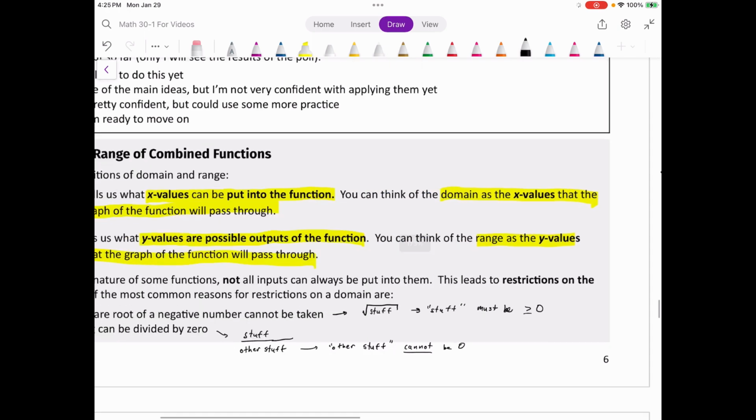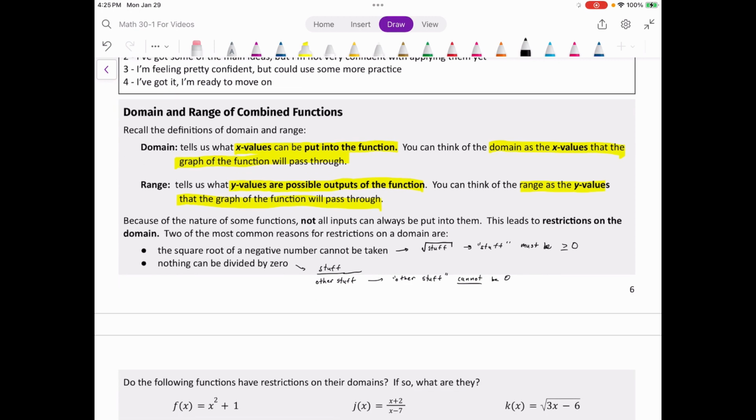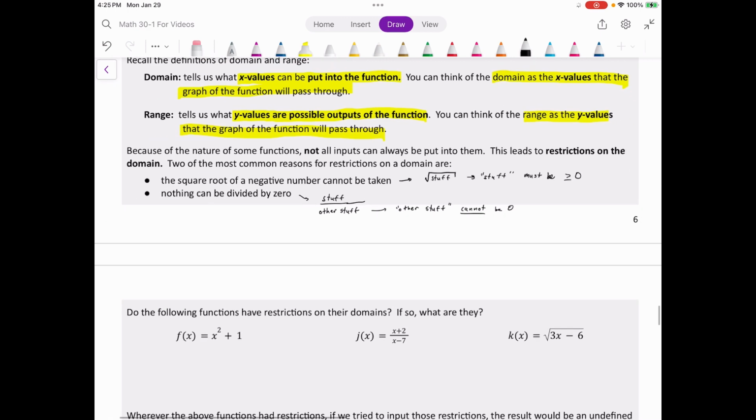Okay, so there's our quick reminder just of what domain and range is, right? Domain, the set of all valid x inputs for a function. Range, the set of all y outputs, okay?